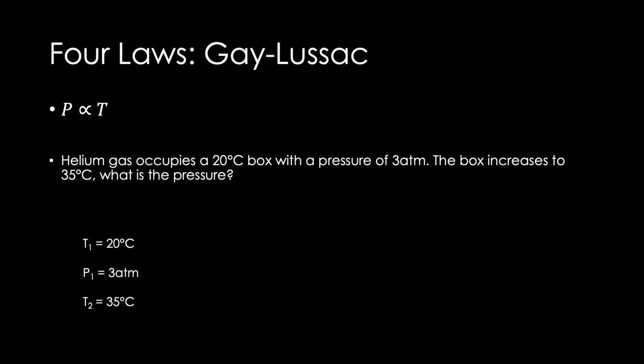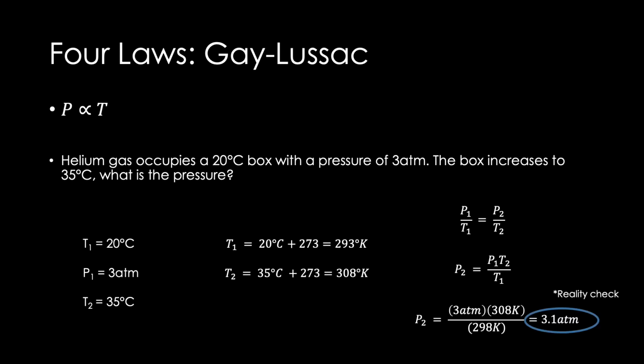Let's convert our temperatures to Kelvin first. Then, since we only have temperature and pressure here, that should signal to us that we need the Gay-Lussac law, because it involves just temperature and pressure. Next, we can write out our equation, rearrange it for the final pressure, P2, and plug in the numbers. So here we get 3.1 atm.